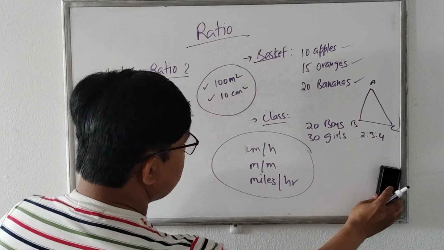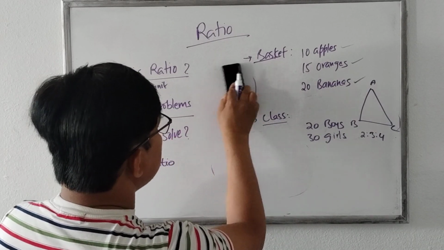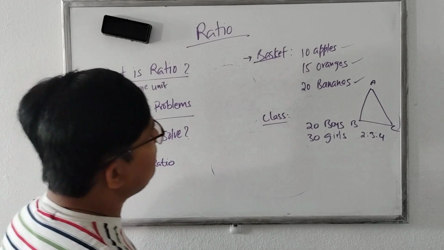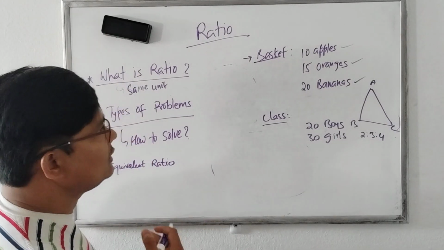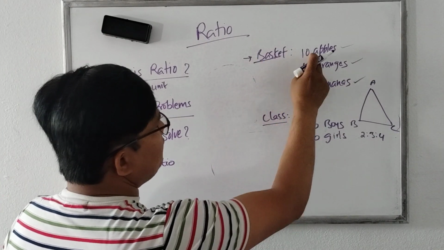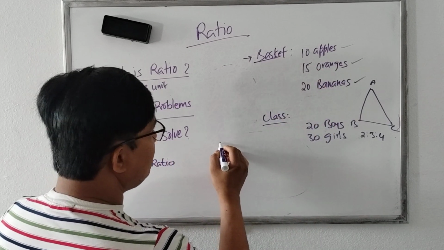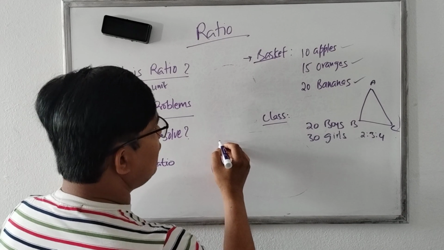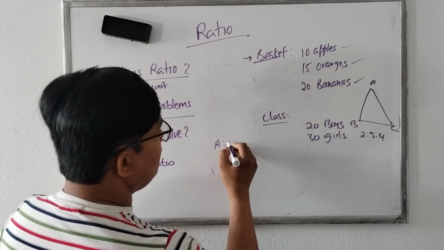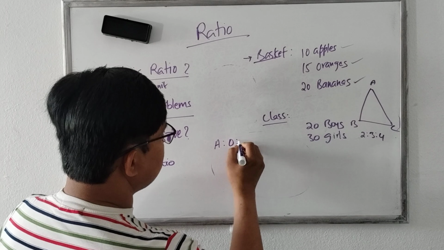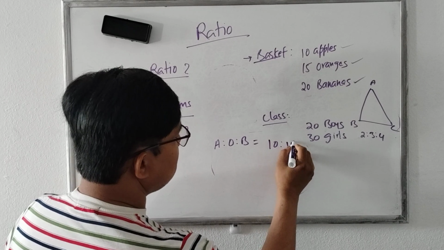Now, what types of problem you will get in ratio? So let's focus on some of the examples here. So one basic problem will be you will be given quantity of items and you will be asked to find the ratio. For this one, I have 10 apples, 15 oranges, and 20 bananas. And if I have to find the ratio between apples to oranges to bananas, in that case, I will write 10 ratio 15 ratio 20.